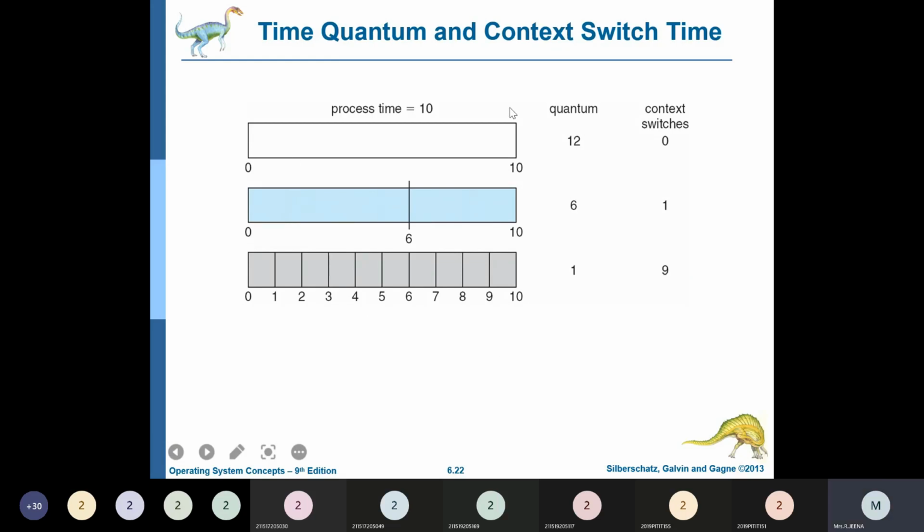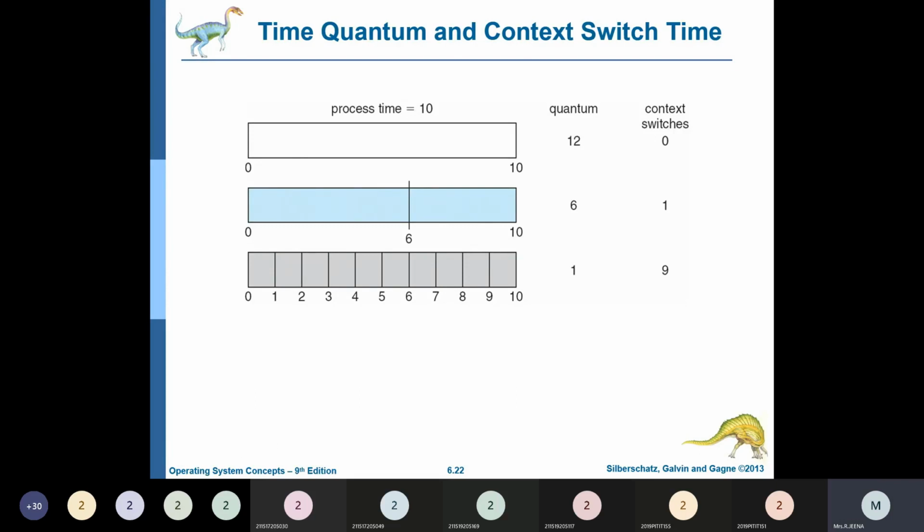So here they have given how many context switches there will be. When the process time is 10 but the quantum time given is 9, it has to take 9 switches, because 1, 2, 3, 4. It has to be partitioned till 9. 9 partitions are needed after the first arrival.